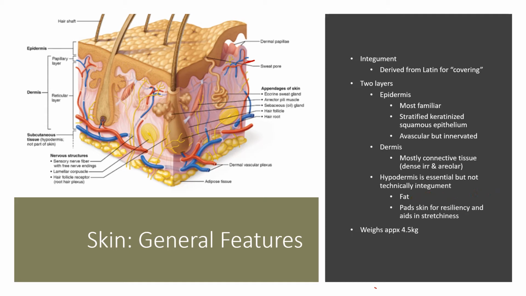Overall, your integumentary system weighs about 4.5 kilos. We're doing science, so we're going to really refer to everything in metric terms, but for your own purposes, that's roughly 10 pounds. So whenever you step on the scale, you can subtract 10 because that's just your skin and that doesn't count, right?